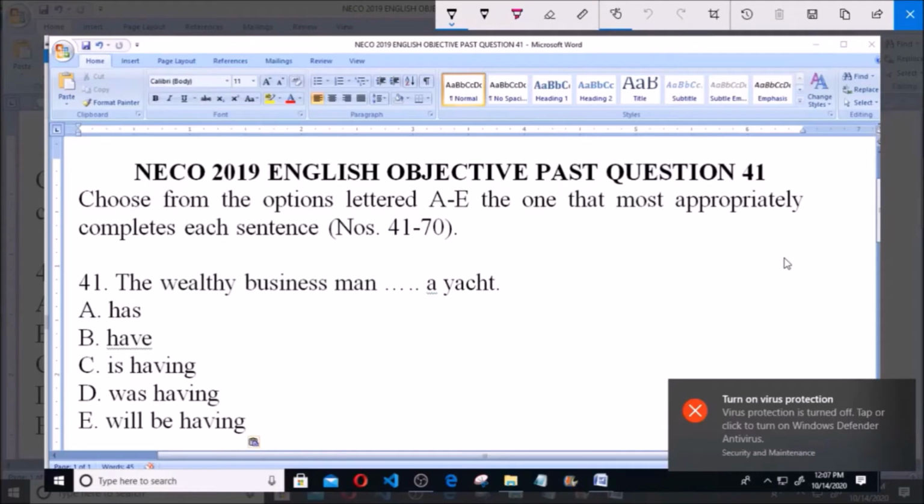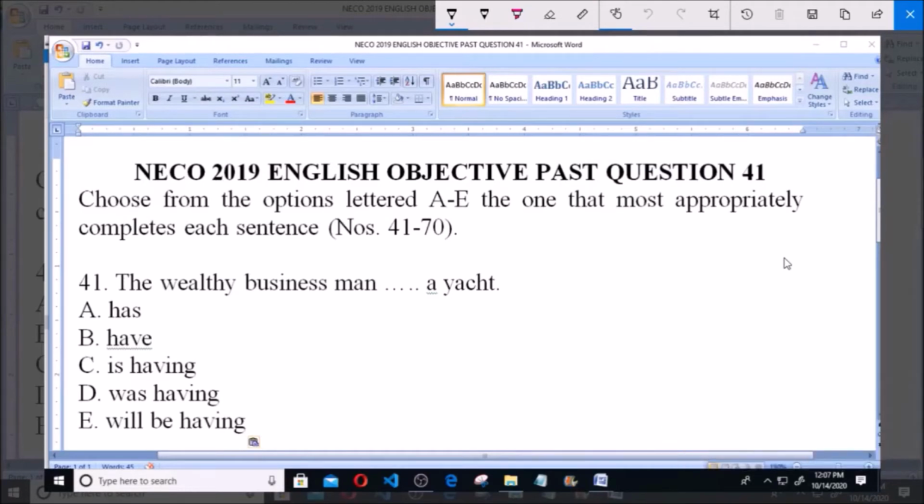Good afternoon, welcome. This is NECO year 2019 English Objective past question number 41. The instruction says choose from the options lettered A to E the one that most appropriately completes each sentence. We are using this instruction to answer questions 41 to 70.